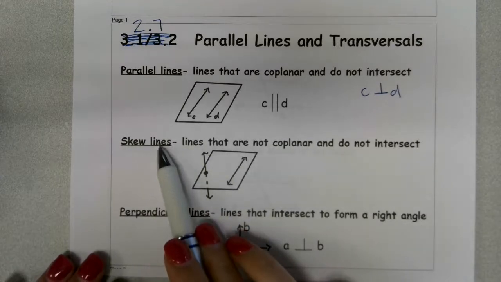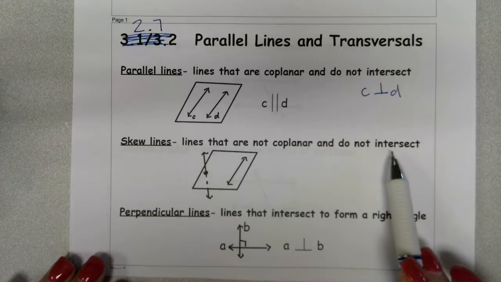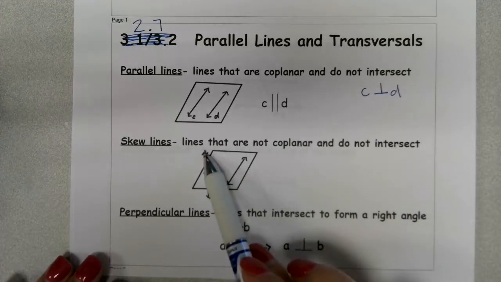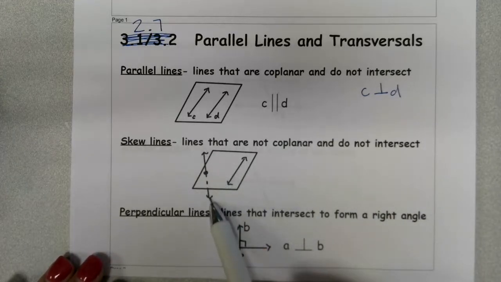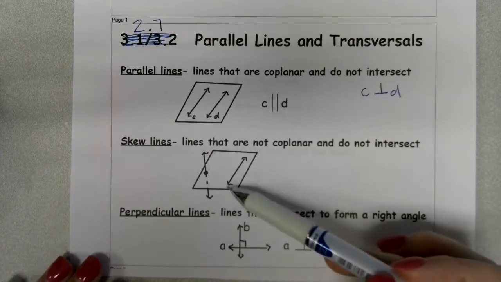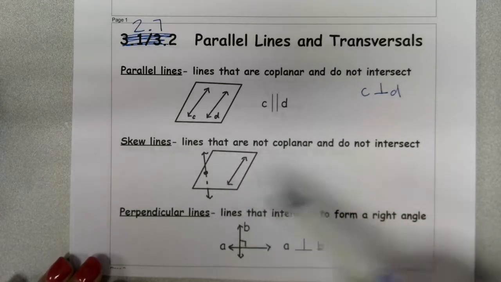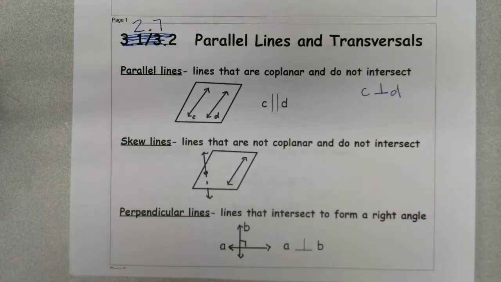Okay, skew, we've talked about skew before. Those are lines that are not coplanar and do not intersect. If you notice, this line is just passing through this plane. It only intersects the plane at this one point, but it would never intersect or touch this line in the plane. This one's just strictly passing through. This one lies in the plane.